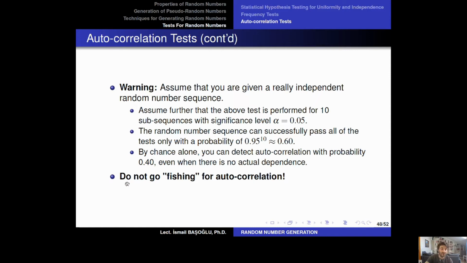So therefore, the golden rule here is do not go fishing for autocorrelation. I mean, if you go fishing for autocorrelation, at some point for a given proper subsequence, you will identify it. So if you perform this test too much, at some proper subsequence, you will eventually discover a dependence structure where you reject the null hypothesis.